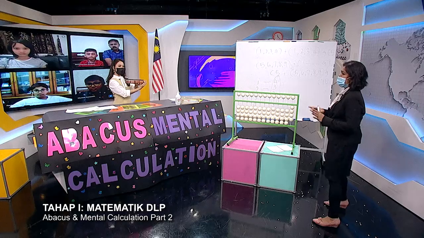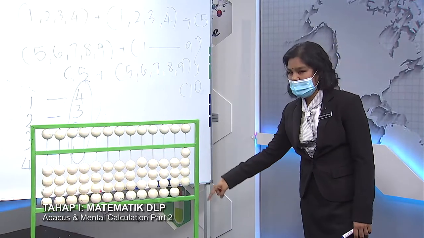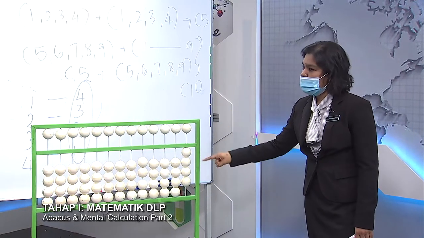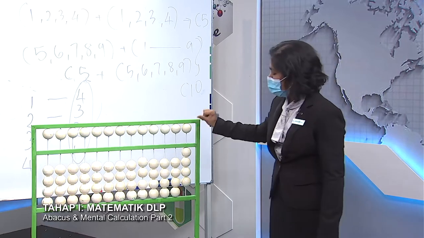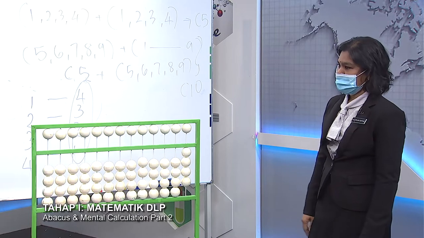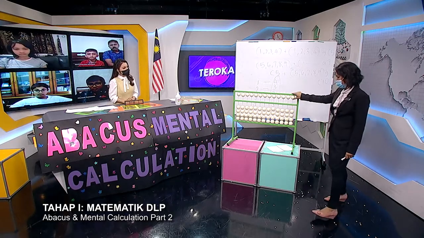So kids, you have to be aware that when you do addition, you will bring down, so the upper one also must go down. When you do subtraction, it goes up, so the upper one also must push up. Okay, I think I got it more now.